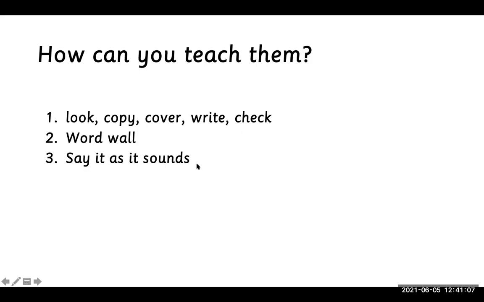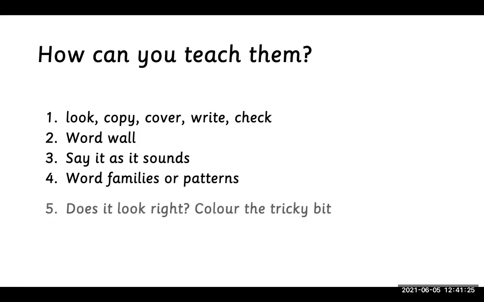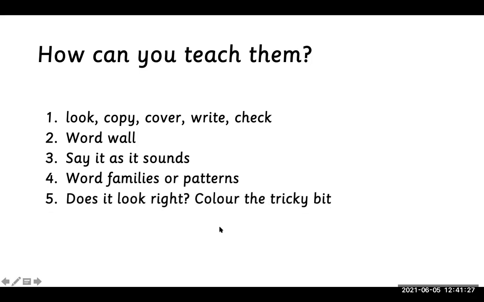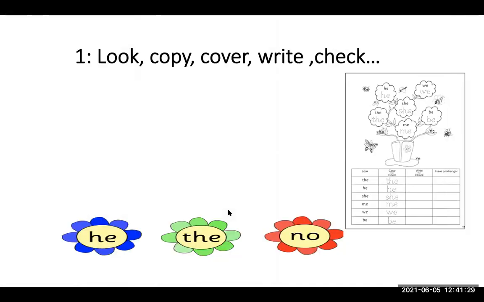For example, if we have a word like was, the children can try saying was. No, it's not sounding right. Was. No, was. Oh, yes, it's sounding right. Word families is another way. And does it look right? Or color the tricky bit. The children can color the tricky bit. Let's have a look at this page, which is all designed in the books, and we can use them, and we can also get the students to color in the flowers.